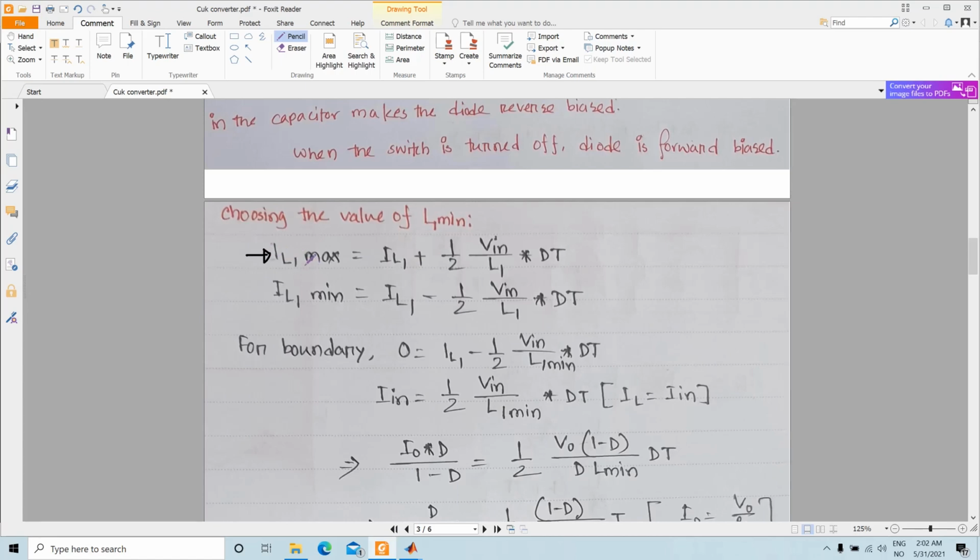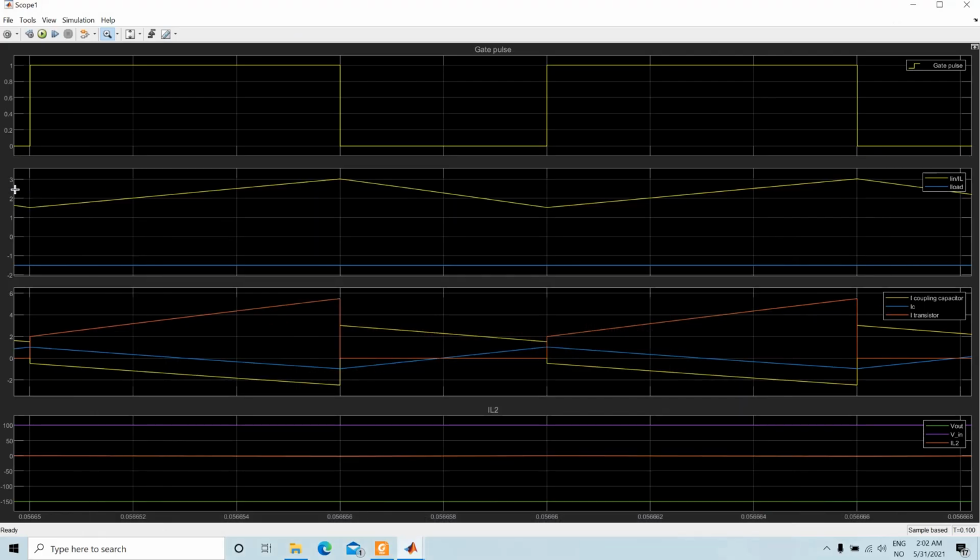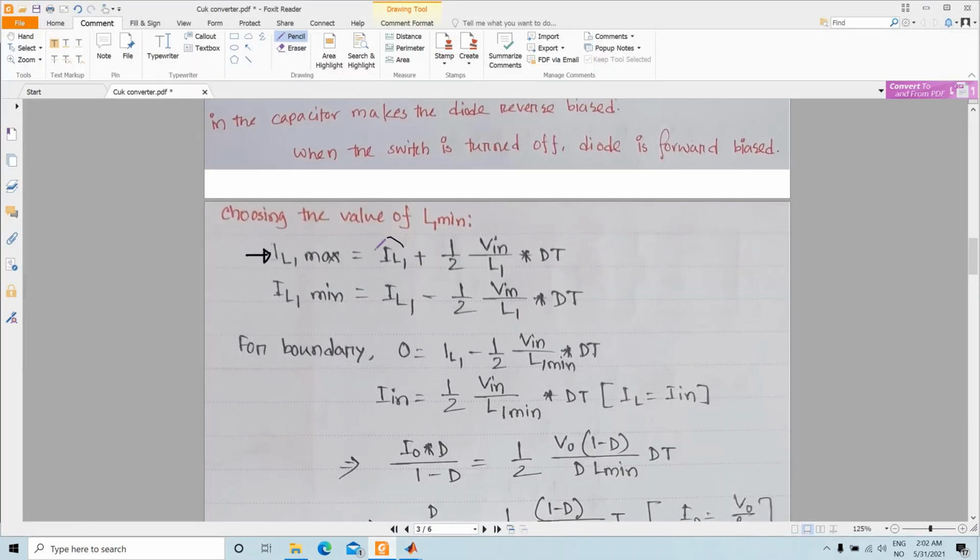So the maximum inductor current in the inductor 1 is basically the DC part of this inductor current. That means the DC part is somewhere here. So the DC part of the inductor current plus half of this delta, or peak to peak value, of this inductor current. So that means this DC part here, and then half of this delta part.